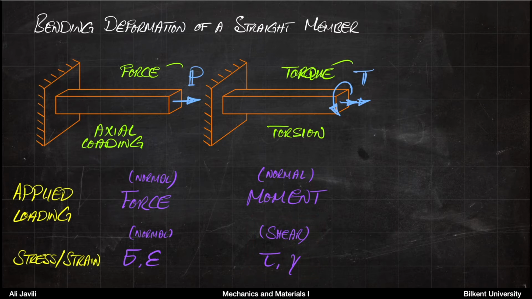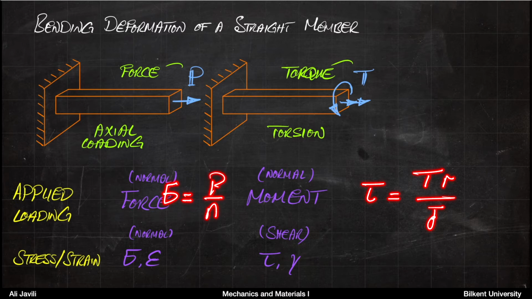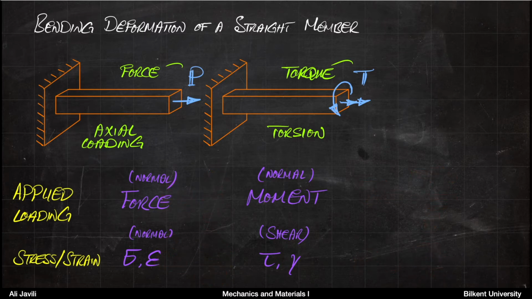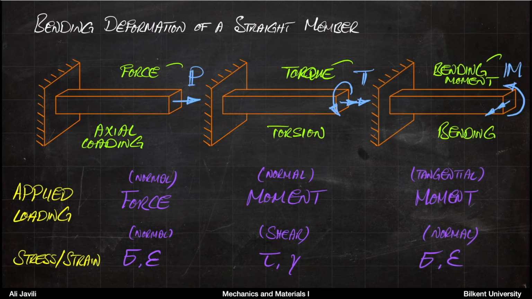And if you remember, for tau, for shear stress, we calculated the relation TR over J, J being the polar moment of inertia, which should be compared with the relation we had as P over A for axial loading. And then instead of delta equals PL over EA, for a torsion problem we had phi equals TL over GJ. So there were similarities and differences between the two problems.